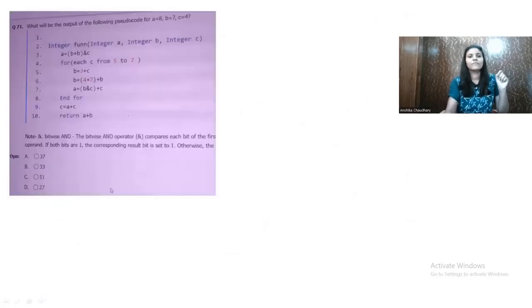So next, for A equals 8, B equals 7 and C equals 4, there is a function. You have to run this function and return A plus B at line number 10. So what is the function and how does this work? When we call this function, integer A means 8, B is 7 and C is 4. So at the very first time, 8, 7 and 4 are passed as the arguments in this function.